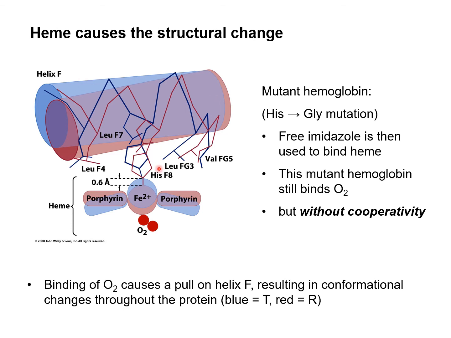When this histidine, the critical residue for interacting between helix F and heme, is mutated to glycine, there's still another free imidazole that can be used to bind the heme, and this mutant hemoglobin still binds oxygen because the heme group is unaffected, but it will not show any cooperativity because it loses this linkage here.